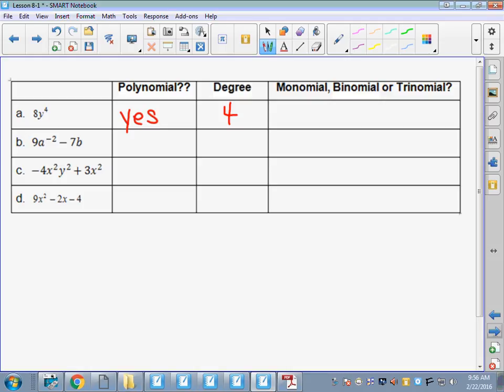And how many terms are there for an 8y to the 4th? That's just a lonely monomial. Even though it's got 8 times y times y times y times y, it's one term altogether. So multiplying all groups together.